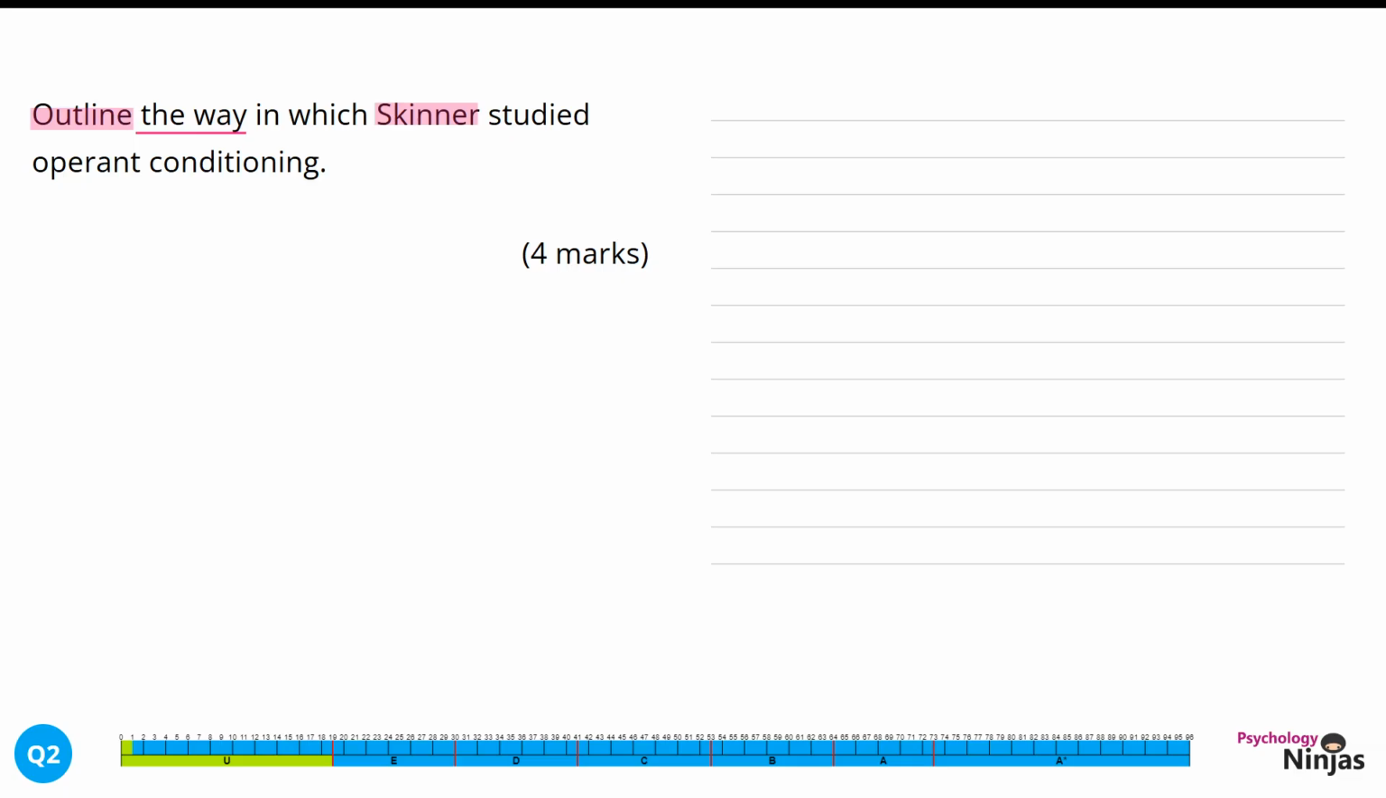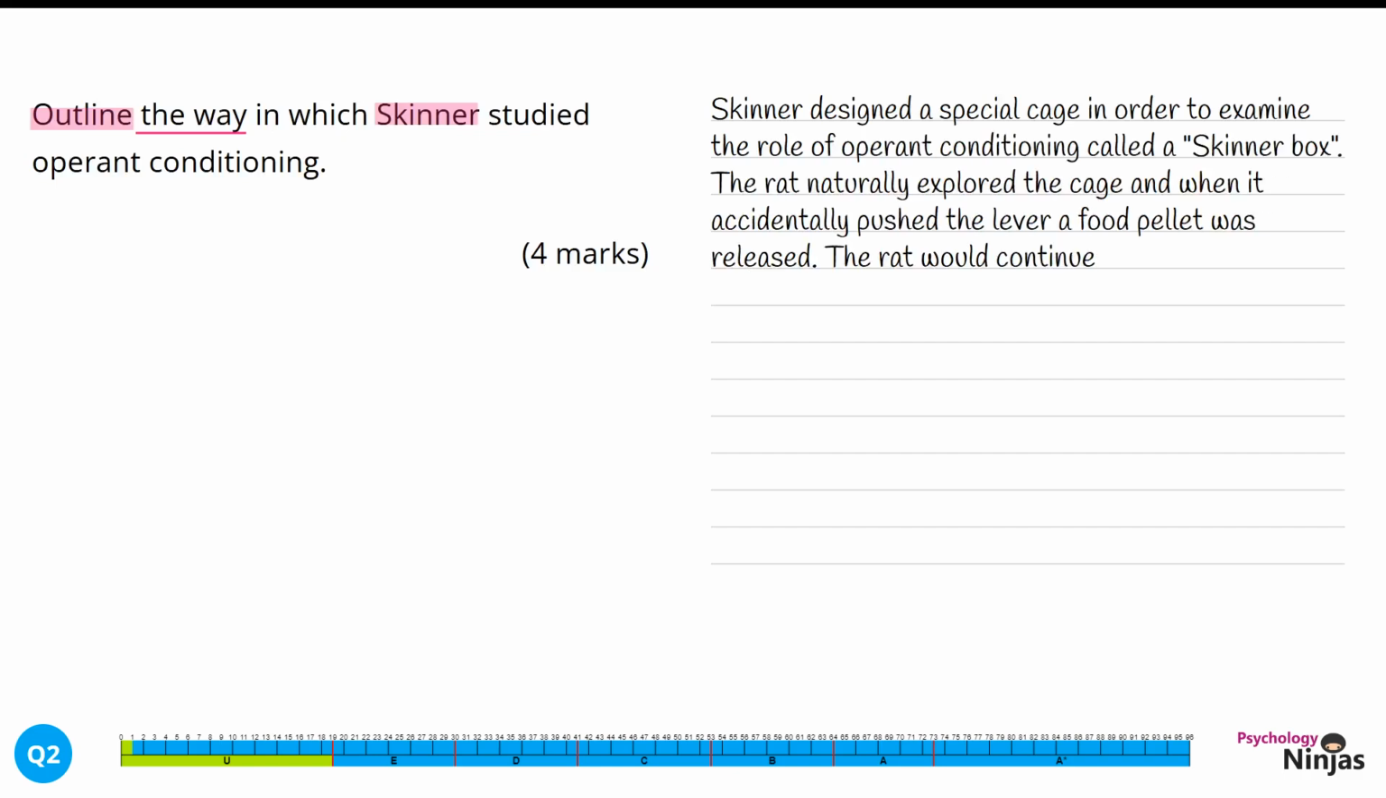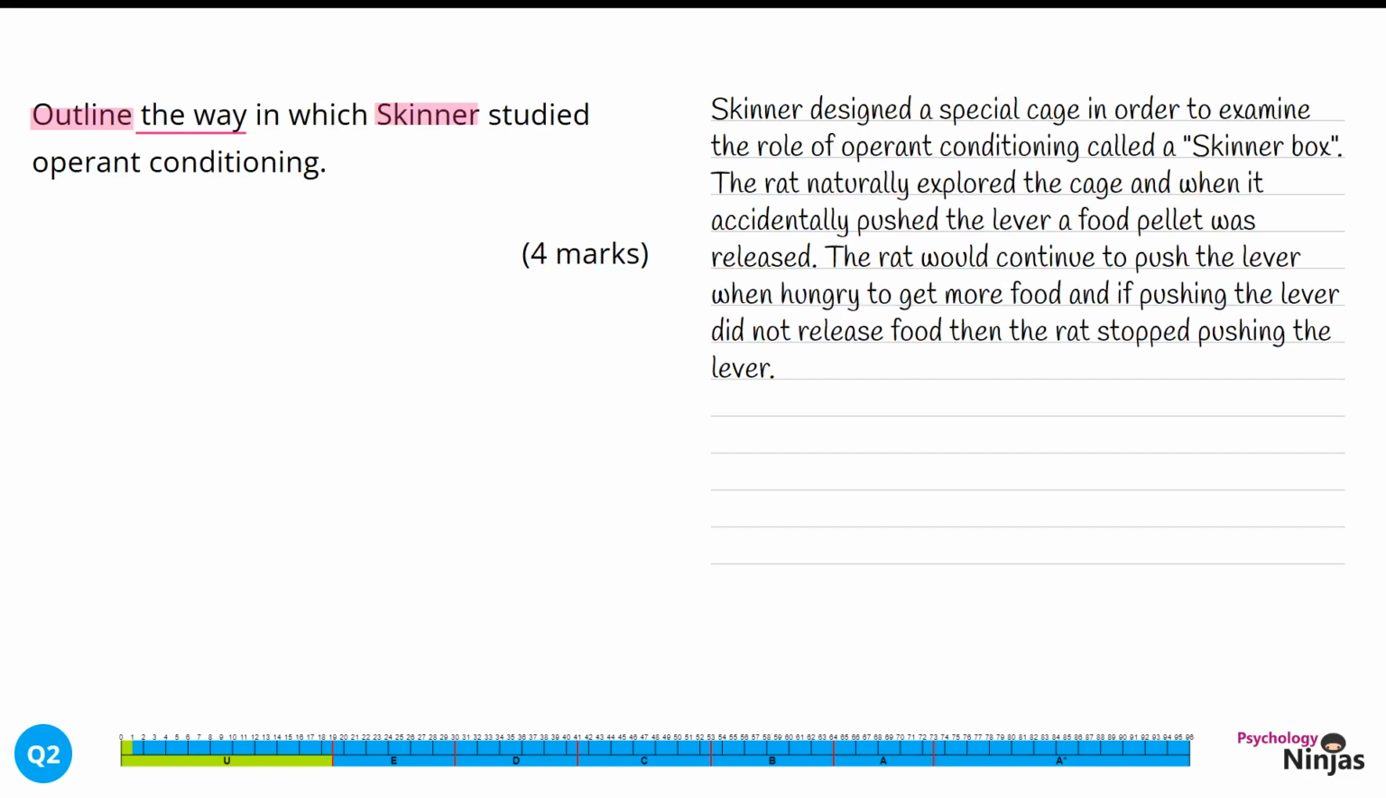Let's have a look at our response. Skinner designed a special cage in order to examine the role of operant conditioning called a Skinner box. The rat naturally explored the cage, and when it accidentally pushed the lever, a food pellet was released. The rat would continue to push the lever when hungry to get more food, and if pushing the lever did not release food, then the rat stopped pushing the lever.